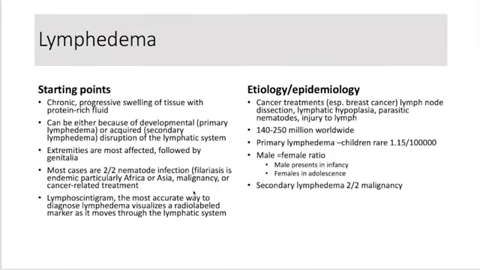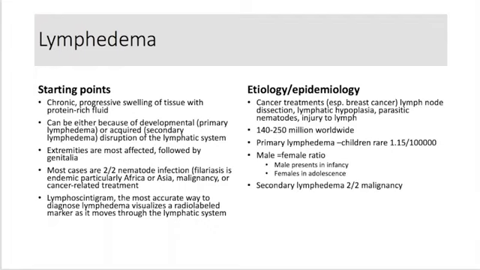Lymphedema, so now we're going to shift over into some alterations in the lymph system. Lymphedema is one of the big ones. It's a chronic progressive swelling of tissue with protein-rich fluid. It is usually developmental, which we classify as primary lymphedema, or acquired, which is secondary, due to disruption to the lymphatic system. The extremities are most affected, followed by genitalia.